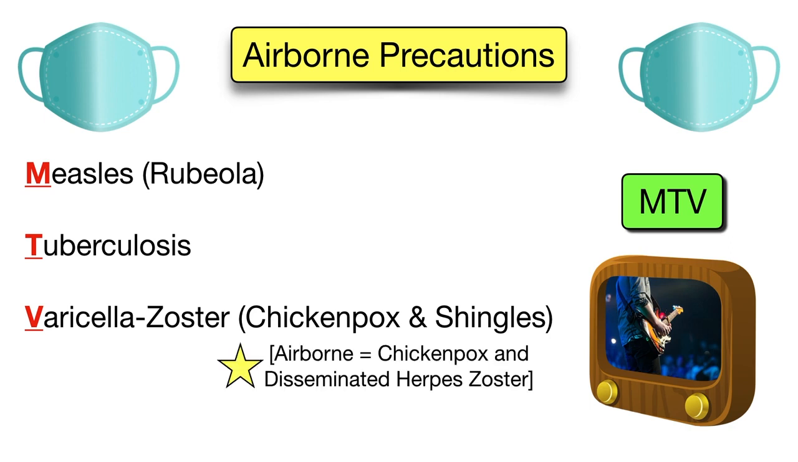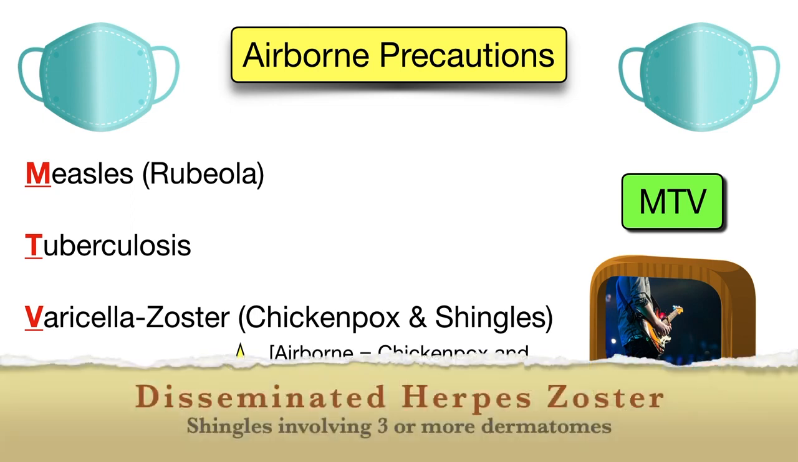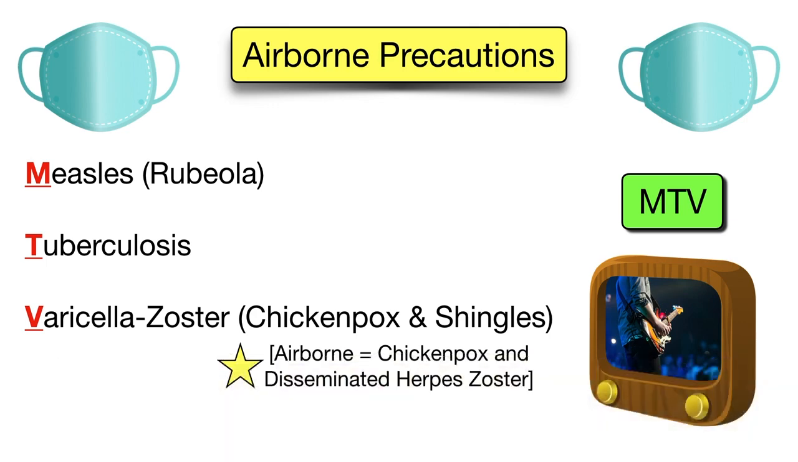Airborne precautions for varicella-zoster include anyone with chickenpox and those with disseminated herpes zoster, which is shingles affecting 3 or more dermatomes. Remember, herpes zoster is shingles. A small episode of shingles in someone who has a competent immune system does not require airborne precautions, but they do require contact precautions. And we're going to see both chickenpox and shingles included in contact precautions as well.